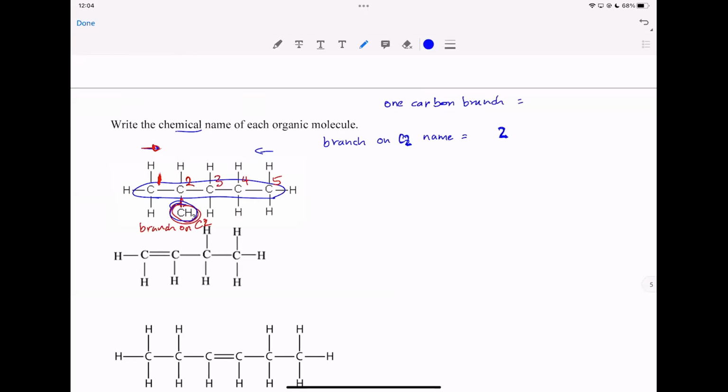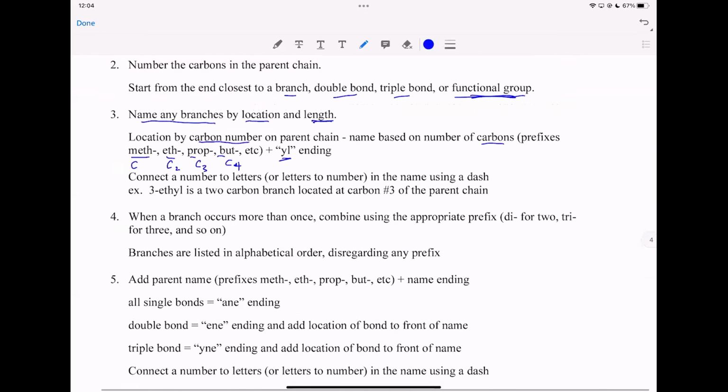It has the name meth, right? And then you have a YL ending for the branch name. Okay, so branches always have to end in YL. And this connection between the number and a letter has to be with a dash. Okay, so going back up here, that's what this says.